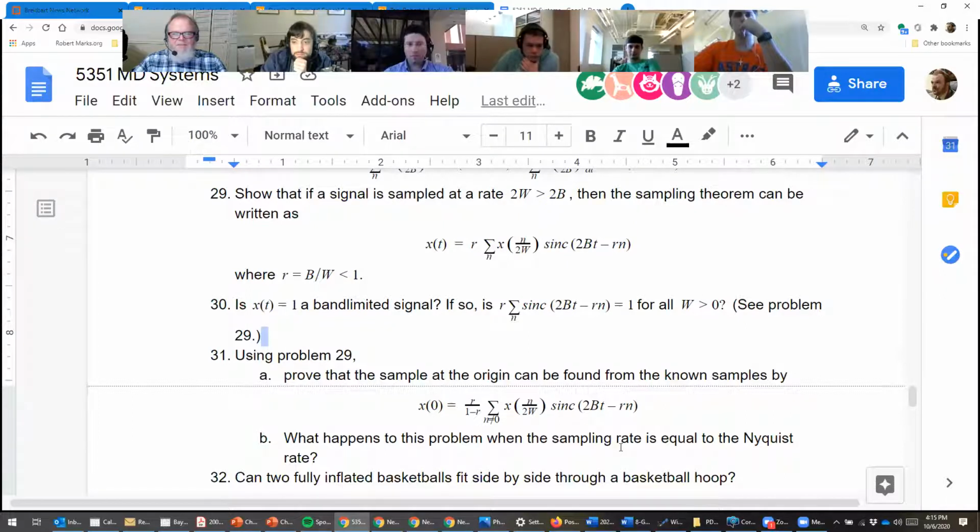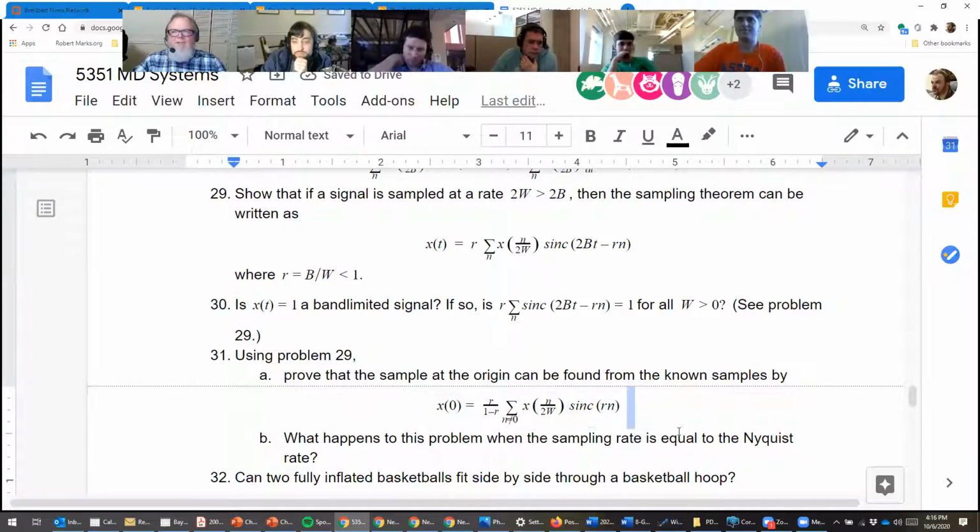Well, let me ask you this. Did anybody get this problem? Well, like I said, I worked it, but I set t equal to zero, and so my result looks like yours, but it's only sinc of negative rn. That's what I did. I didn't really understand why the t was still there. Yep, you're right. Sorry about that. Another typo. Now with this correction, did anybody get this? Yeah. Wow. Okay, three people. Excellent. Did you get it with the correction that I just made?